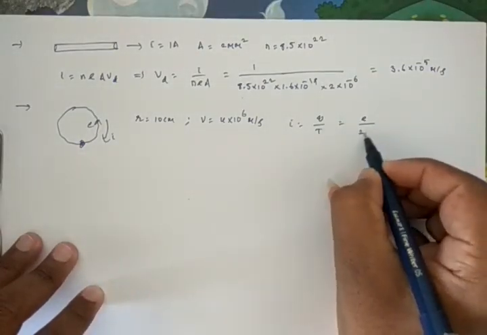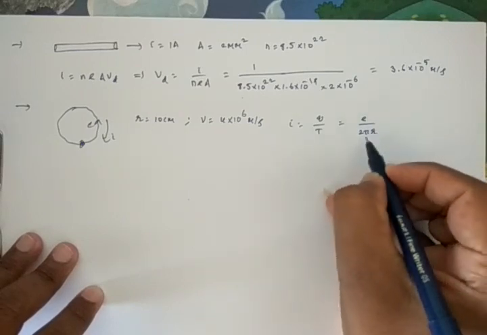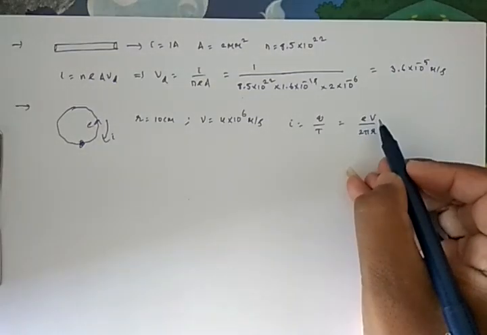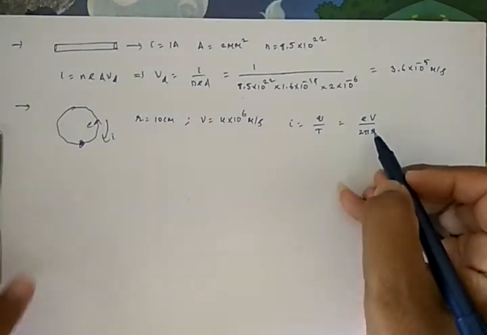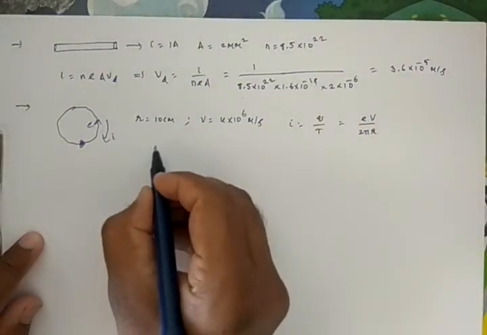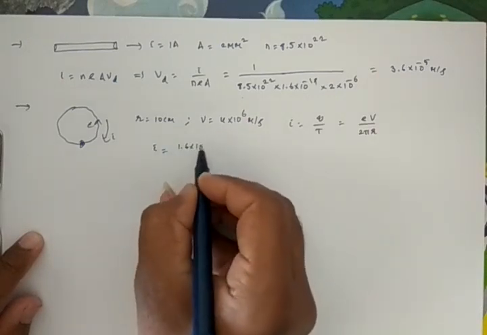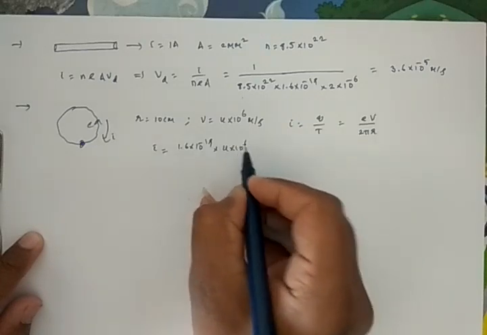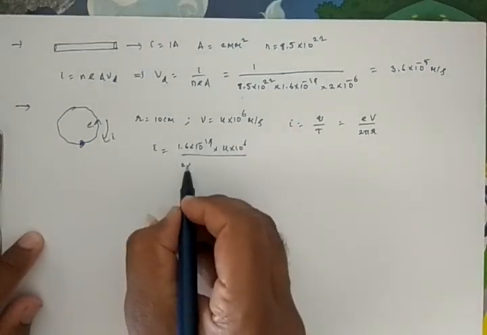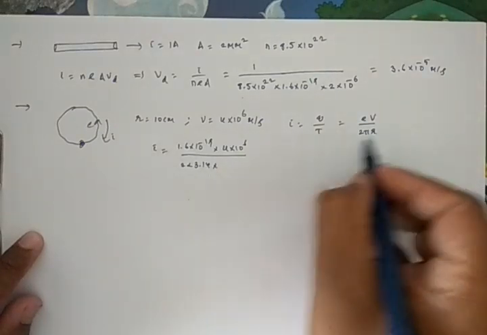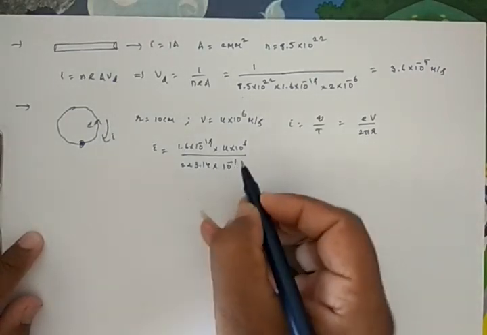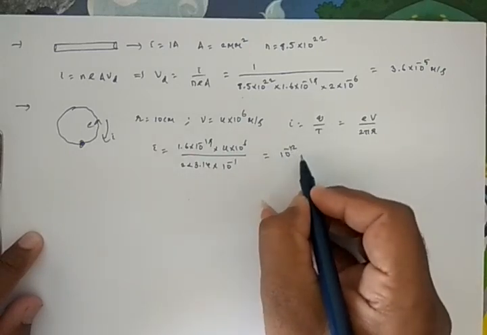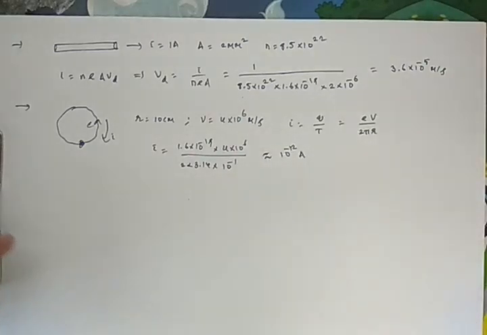So T is 2 pi R by V. I know the charge of an electron, we know the velocity, and we know R also. So once you substitute all the values, I equals 1.6 into 10 power minus 19 times 4 into 10 power 6 by 2 into 3.14 into R, where R is 10 centimeter, which means 10 power minus 1 meter. Once you calculate that, your answer will be roughly 10 power minus 12 ampere. So that is the current.